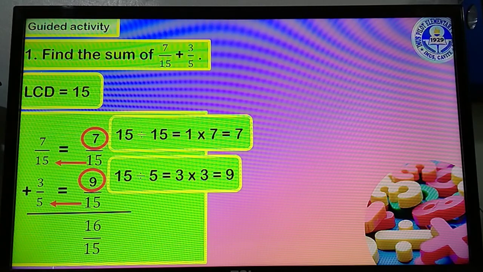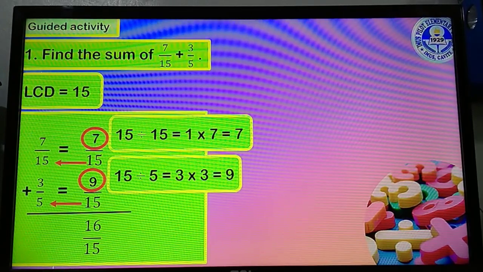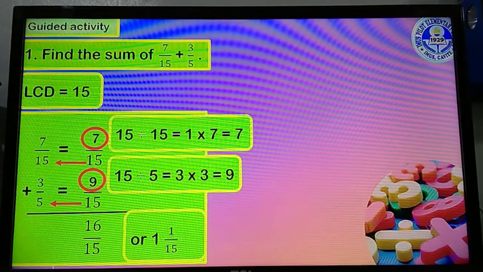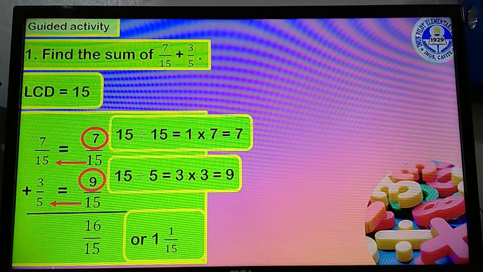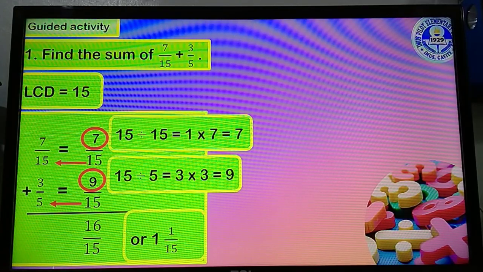Now, look at your answer. 16/15. That is improper fraction. So, i-divide natin ngayon. 16 divided by 15, ilan? 1. Very good. Then, 16 minus 15 equals 1. So, yun ang magiging numerator. Then, copy the denominator which is 15. So, our answer now, 1 and 1/15.